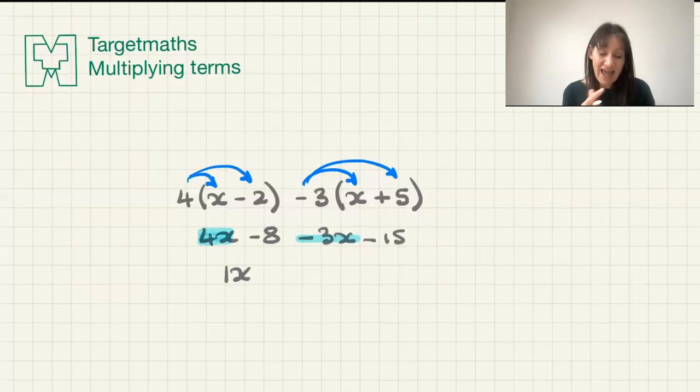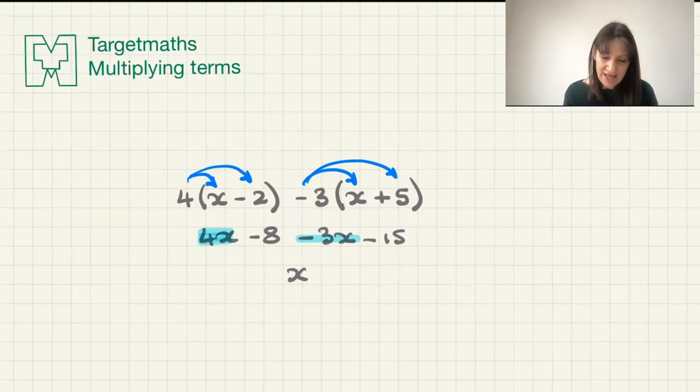If I've got 1x, it's going to look like that. That is 1x. So we don't need the 1. So really try as much as you can to avoid putting that 1 in front.